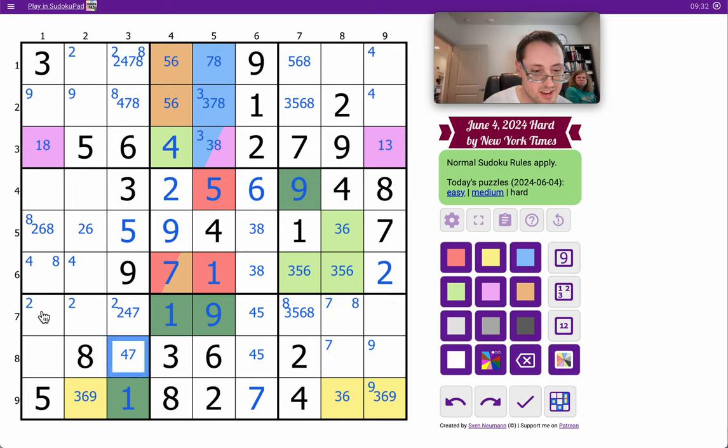Actually, this can't be 9, and these can't be 9. So 9 is on one of those two. And box 7, which is on a diagonal, which does not help me much. This can't be 1, this can't be 1. Those must be 2, 3, 6, 8. 8, 1, 4, 5, 7, 9 for row 8.